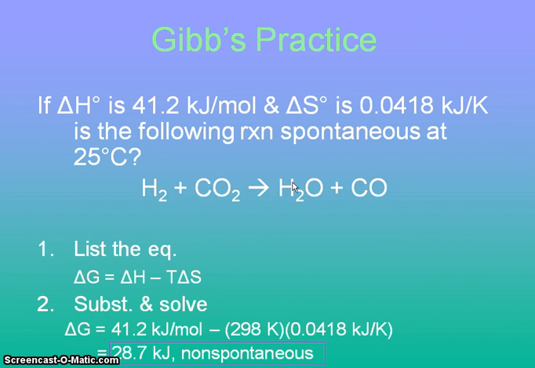So we want to list out our equation, substitute, and solve. So our equation is delta G equals delta H minus T delta S, and then we plug in our values. We're given delta H. The temperature is listed as 25 degrees Celsius, so we add 273 to get Kelvin, and our delta S was 0.0418. So when we add that into our calculator, we get a value of 28.7 kilojoules. And since it is a positive value, that means that this reaction is non-spontaneous. So we would have to add in 28.7 kilojoules of energy to make this reaction happen.